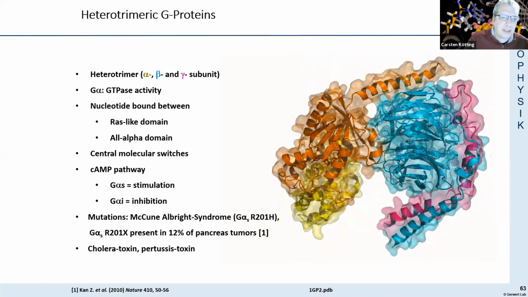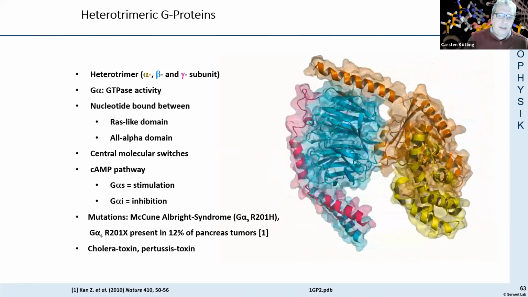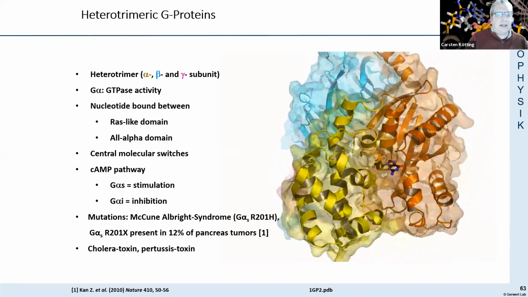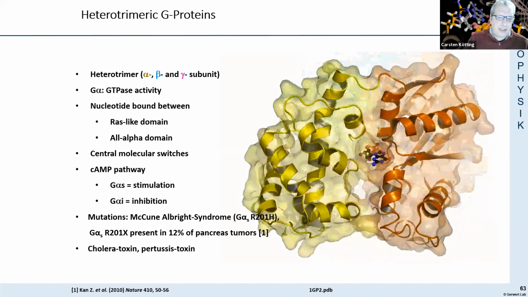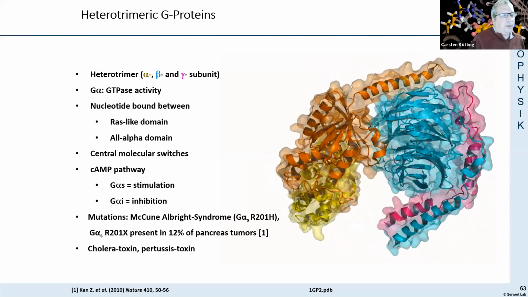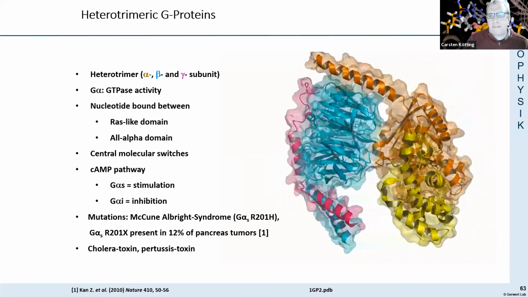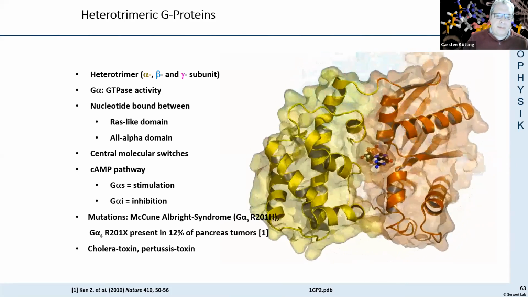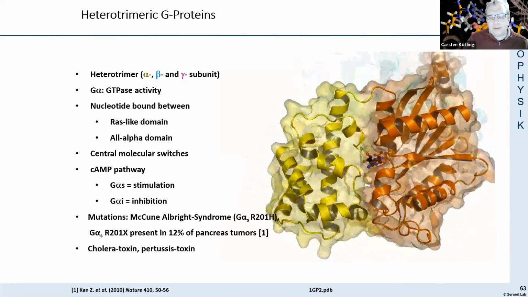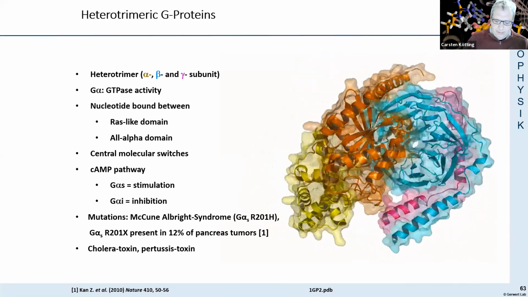So it's another GTPase, the G alpha, and it's again a molecular switch. It's important in the cyclic AMP pathway and also connected to a lot of diseases. If there are mutations, you find it in the McCune-Albright syndrome, in various tumors, and the cholera, or also the pertussis toxin, they also interact with the G-alpha protein we see here.